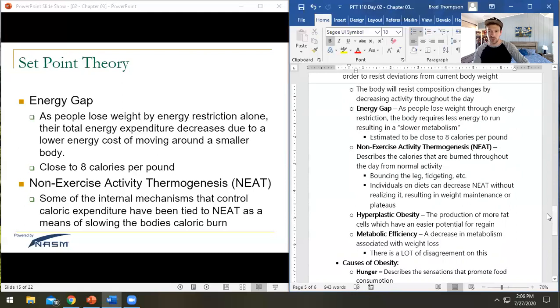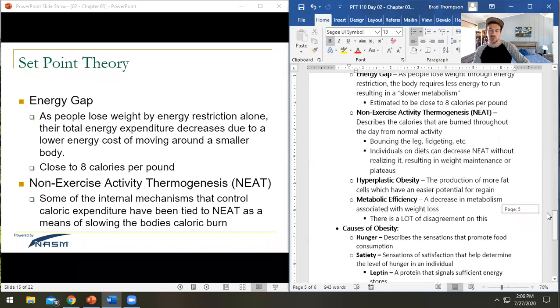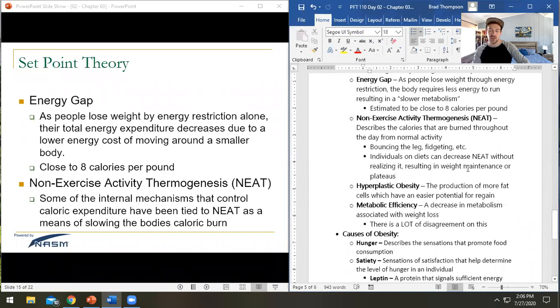So that is why sometimes it's criticized, and I'm actually personally part of that group as well. I don't really like to talk to my clients too much about the set point theory, just because it does kind of send the wrong signal, as if, hey, this is a big mountain to overcome. So what are some things that explain the set point theory?